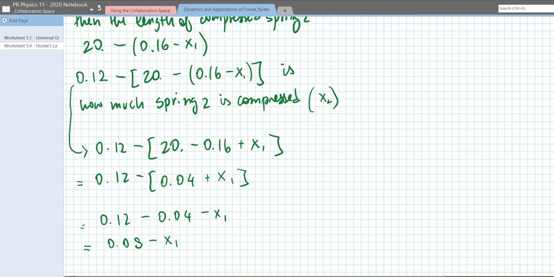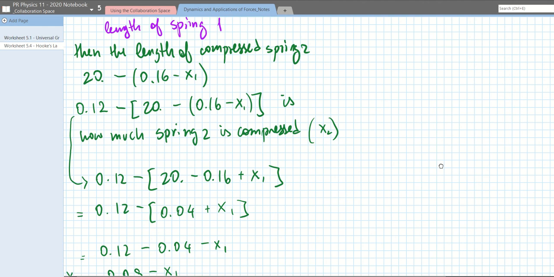So we have our equation for how much spring 1 is compressed, which is x1, and we know how much spring 2 is compressed, which is x2, which is basically what we just got here. So all of this is now our x2, right? So that's our delta x for x2 basically. So the next step is to write the f-net equations.